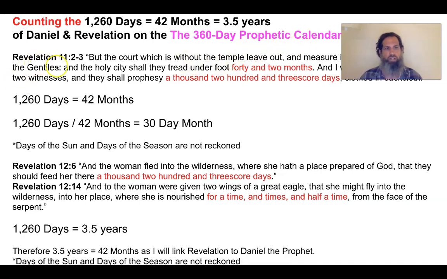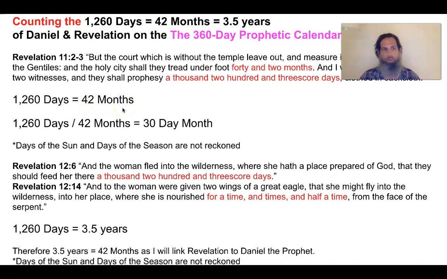So Revelation chapter 11, verse 2 to 3. Quote, "But count the court which is without the temple, leave out, and measure it not, for it is given unto the Gentiles. And the holy city shall they tread under foot 42 months. And I will give power unto my 2 witnesses, and they shall prophesy 1,260 days, clothed in sackcloth." So in these verses right here, we understand that 1,260 days equals 42 months.